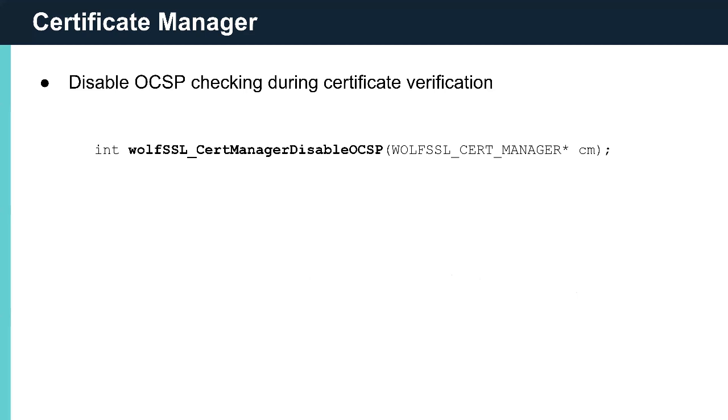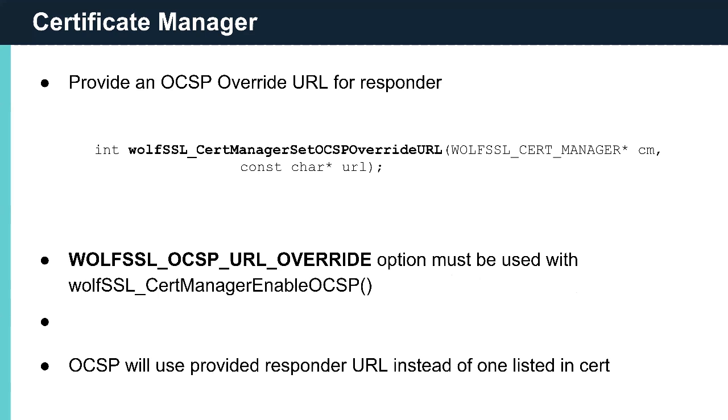You can disable OCSP if you need, just like we had an API to enable it. If you want to provide a custom or override the URL for the OCSP responder to use, you can set that using cert manager set OCSP override URL. If you do, you have to have passed in the option when you enabled OCSP that allows this functionality to happen with wolfSSL OCSP URL override. And then when we verify the OCSP, we'll use your custom URL instead of the one listed in the certificate.